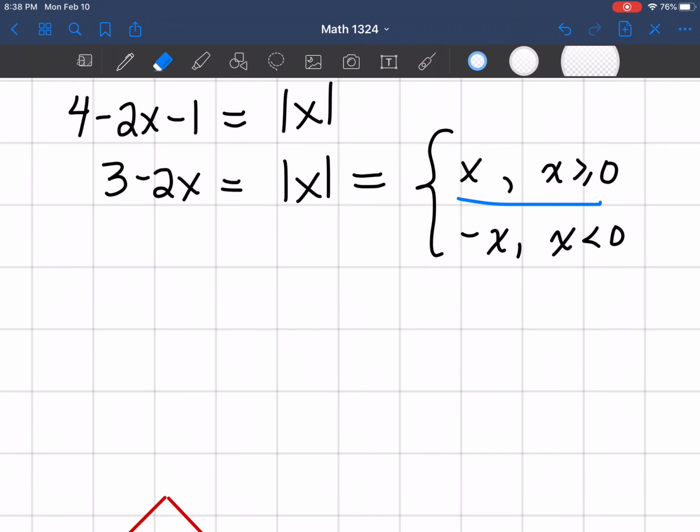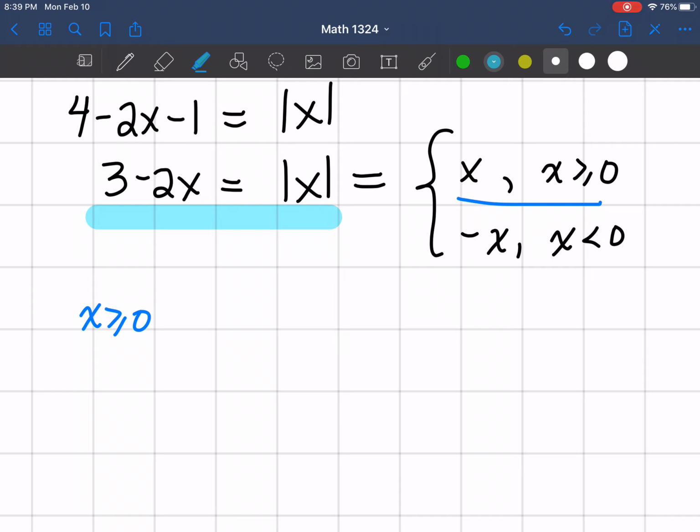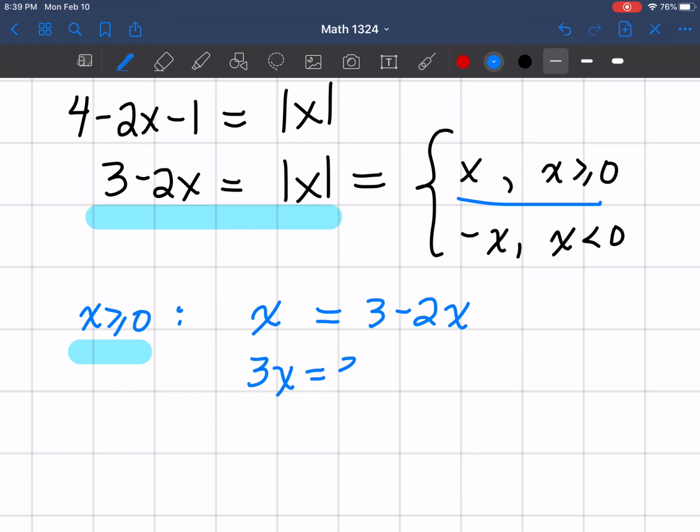We have that when x is bigger than or equal to 0, then for this equation that's right here, the absolute value can be written as x, and that equals 3 minus 2x. So let's solve this equation. As you can see, this gives you 3x equals 3, so x equals 1. And then you do a check.